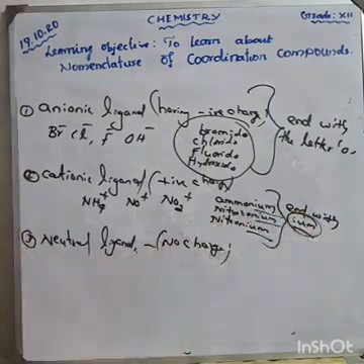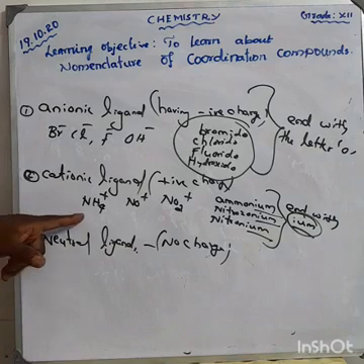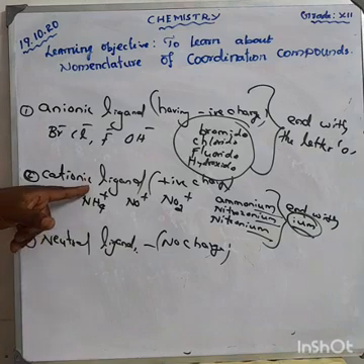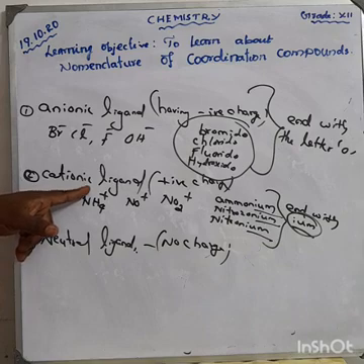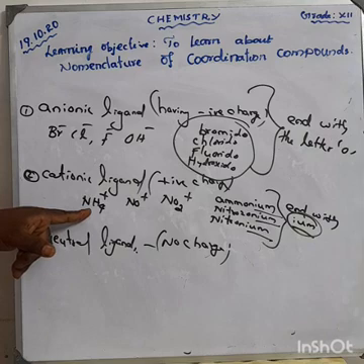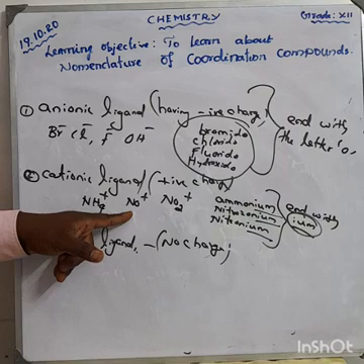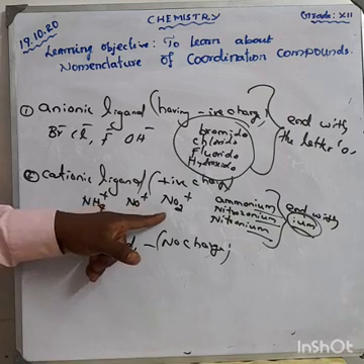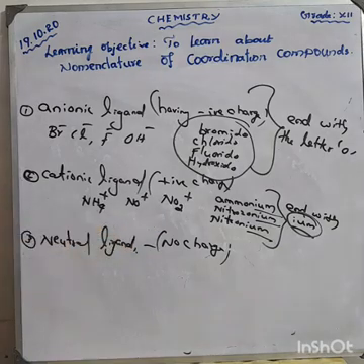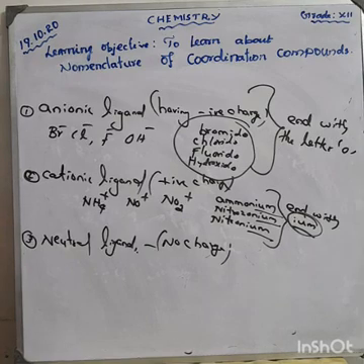Ligands ending with IUM. First one is ammonium, having the plus charge, so we give the name cationic ligand. Ammonium ends with IUM. NO plus is nitrosonium. Ending with IUM, nitronium. These are the cationic ligands. Clear? Any doubt about the anionic ligand and cationic ligand?